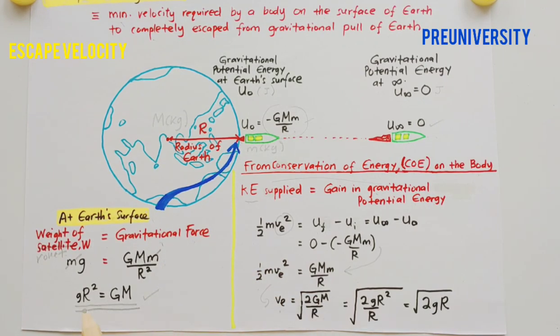And then we have g r squared equals GM. We replace it here, then we can write this equation as the square root of 2gr. Also, we can write g r squared is equal to GM, and then over r, so also we can write this equation.